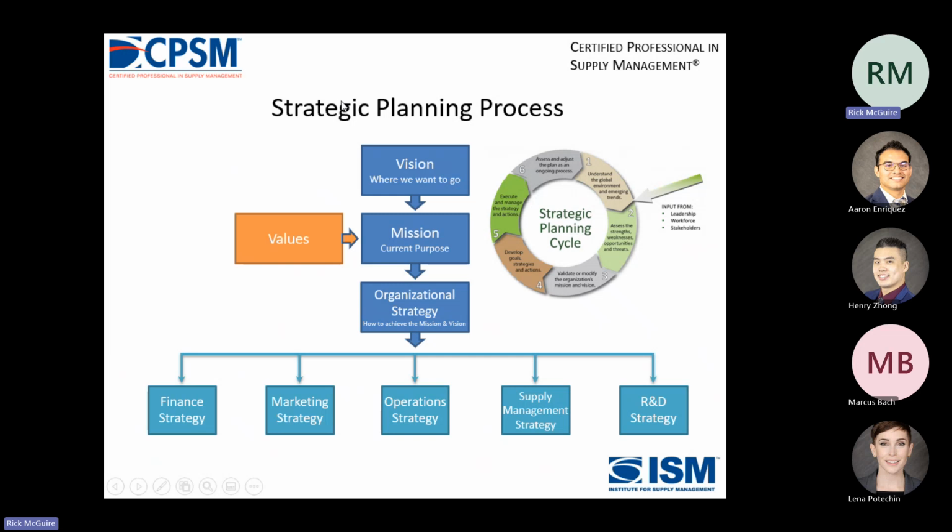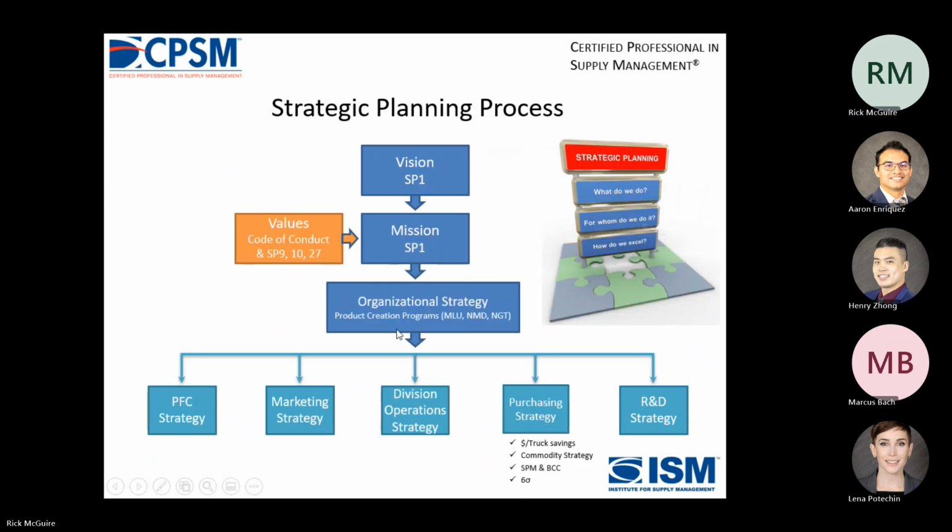So here's your strategic planning process. Vision, where we want to go; mission, your current purpose; the values, input into the mission and the vision. And then you've got an organizational strategy, how you're going to achieve these two. And then each of these guys may have a mission. So that's the ideal. This is kind of how PACCAR does it.